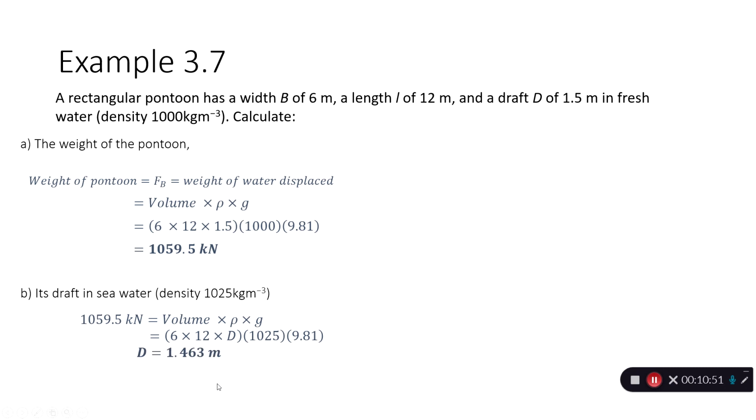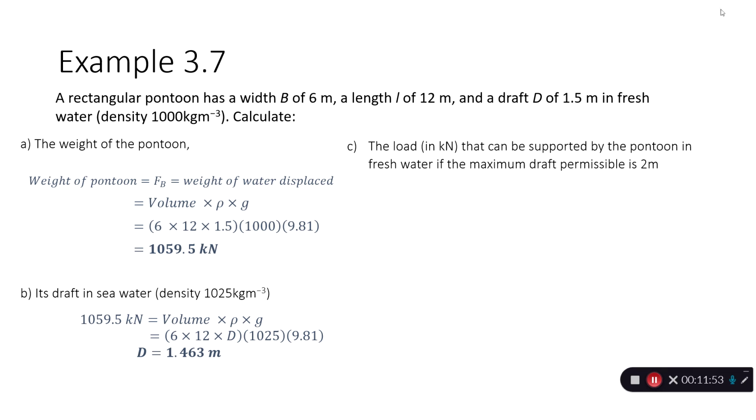So you can see that in seawater, the same pontoon will float even more. The part that is underwater is less than the draft in fresh water. It means that seawater has a higher density, therefore objects can float more easily. So if you have ever gone swimming in the ocean, you will know that this is true. It's easier to float in seawater compared to fresh water.